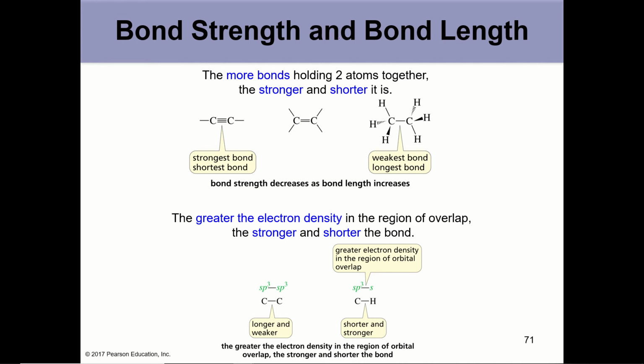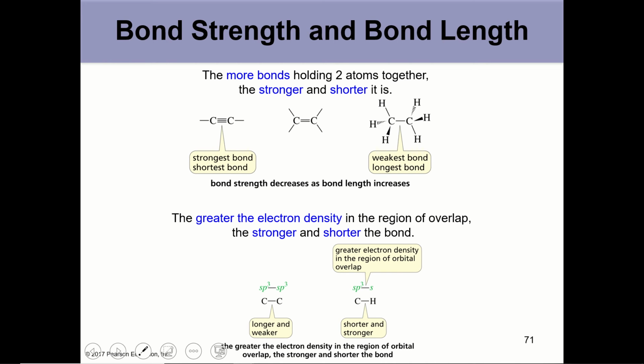And so the strongest and shortest bond is a triple bond, shown on the top left. So we have top left, triple bond, shortest and strongest. And then as we decrease the number of bonds between two atoms, we become longer and a weaker bond. So a double bond is weaker than a triple bond, but stronger than a single bond. It's also longer than a triple bond, but shorter than a single bond.